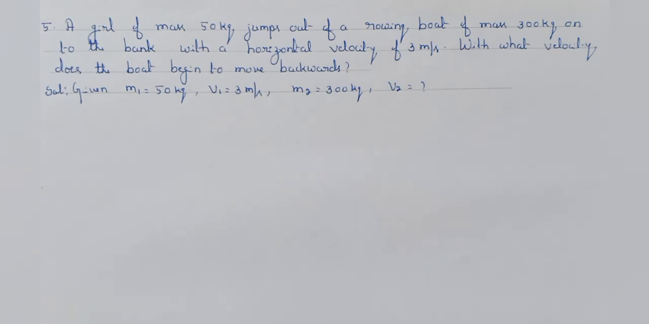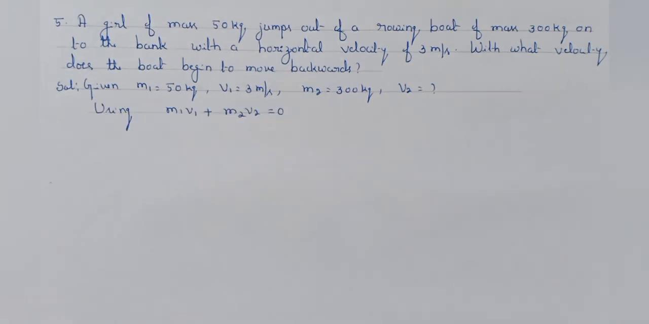m1 is 50 kg, v1 is 3 meter per second, m2 is 300 kg, and find out v2. By using m1 v1 plus m2 v2 is equal to 0, we can find out v2. m1 v1 plus m2 v2 is equal to 0, therefore v2 is equal to minus m1 v1 by m2. Now substitute 50 in place of m1, 3 in place of v1 and 300 in place of m2.